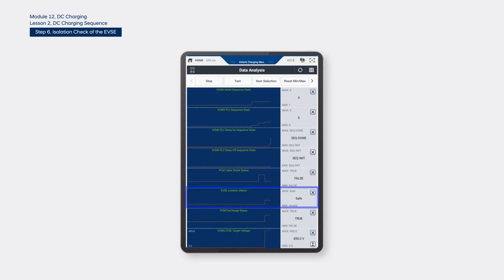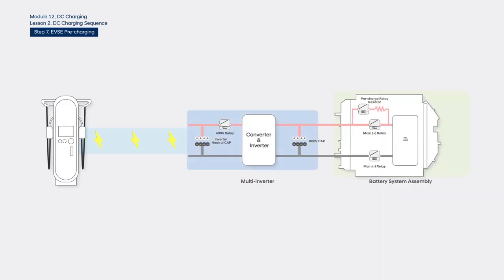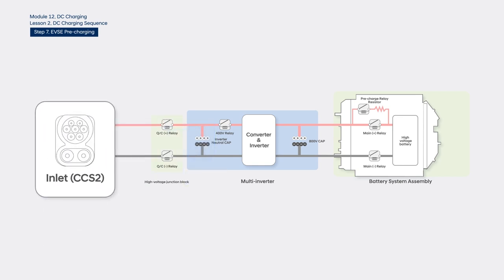After that, the EVSE performs an internal isolation test. The capacitor of the EVSE and the neutral capacitor of EV's multi-inverter start pre-charging to the same voltage before quick charger relay on. The purpose of this pre-charging is to match the voltage between the supply voltage of the EVSE and the neutral capacitor of the EV inverter before the charging starts. Accordingly, the surge current that may be generated at the start of charging is minimized to protect the high voltage circuit.